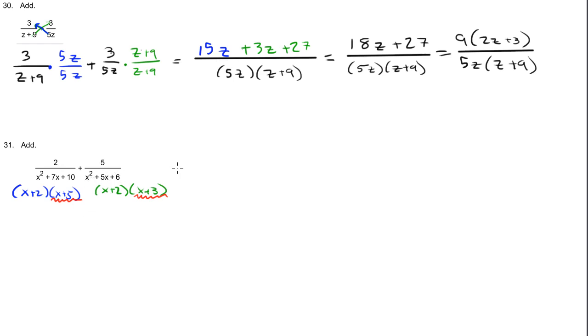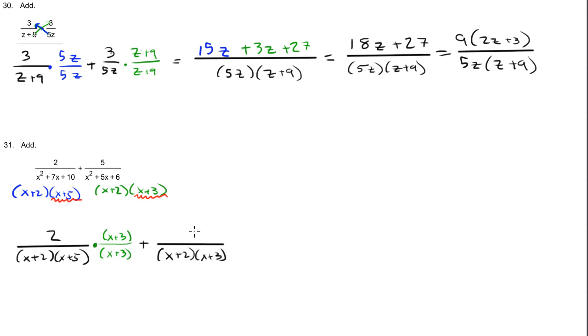So we're going to have to take x plus 2 times x plus 5 and add in this factor of x plus 3. And we'll have that 2 up top. And then we'll have this is x plus 2 times x plus 3, and up top we've got 5, and we're going to multiply all of that by x plus 5, right?